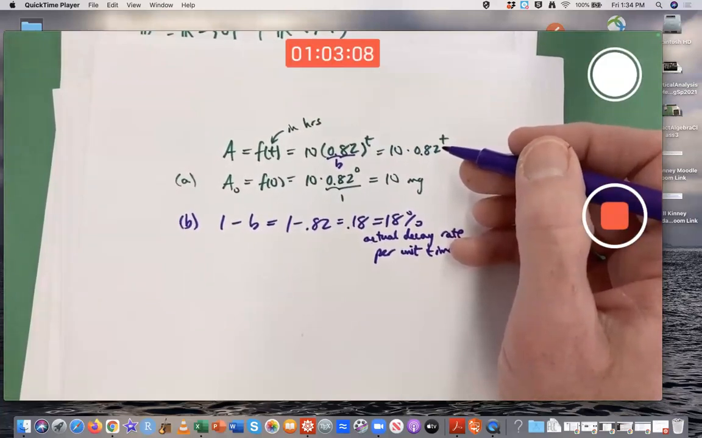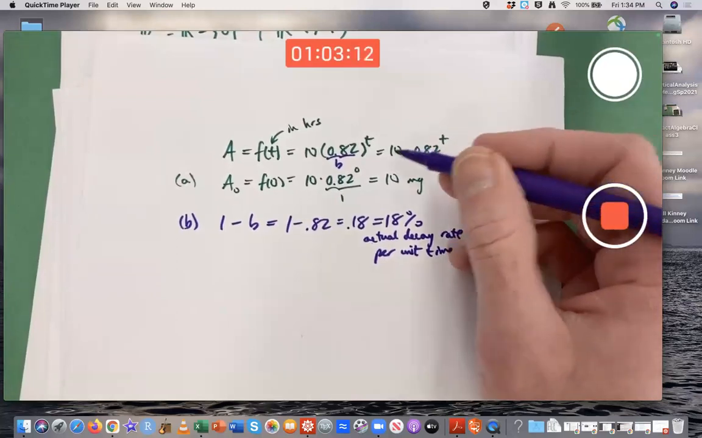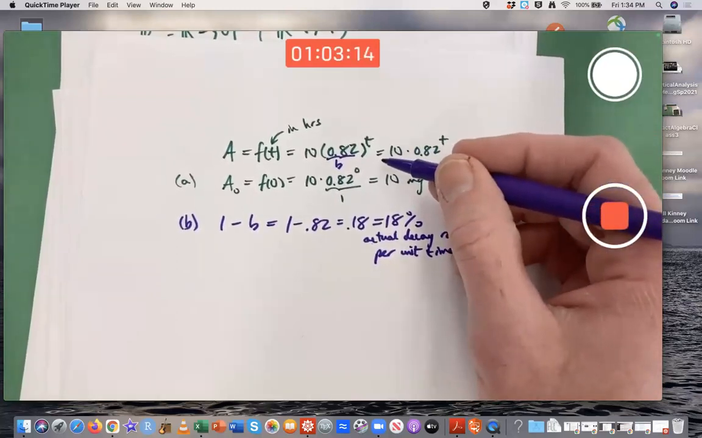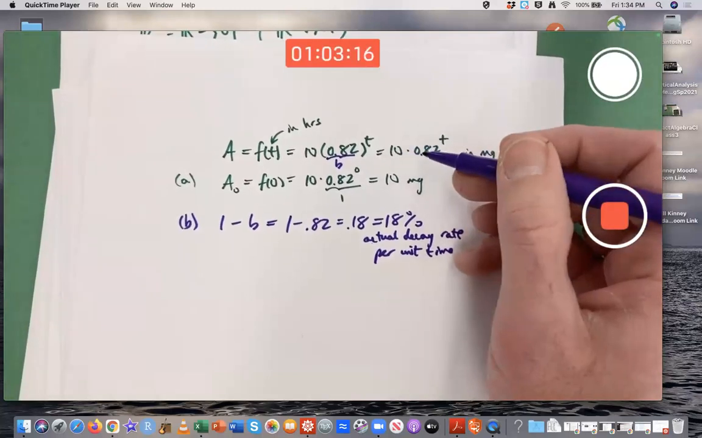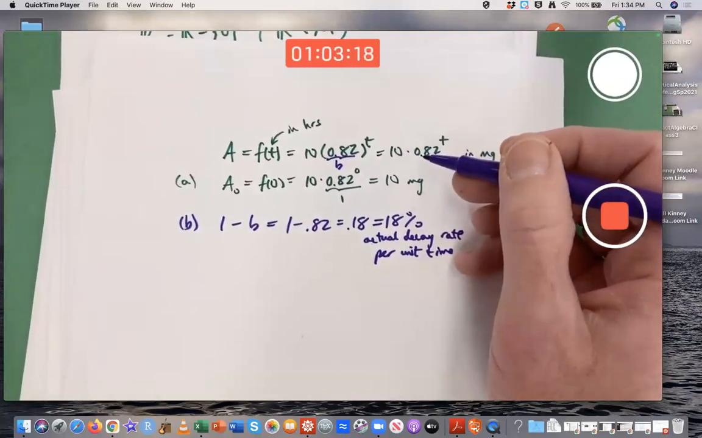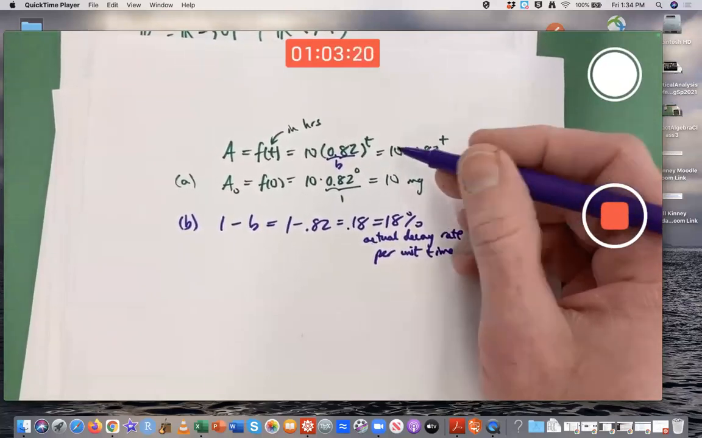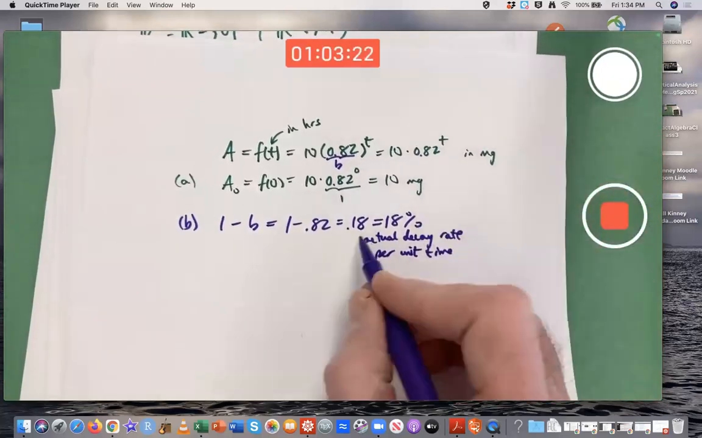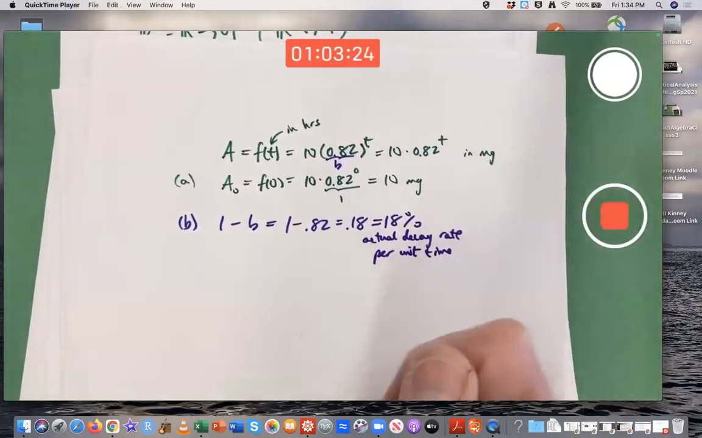Did you catch that? The amount at time 1 would be 8.2. 10 minus 8.2 is 1.8. 1.8 divided by 10 is 0.18, 18%.